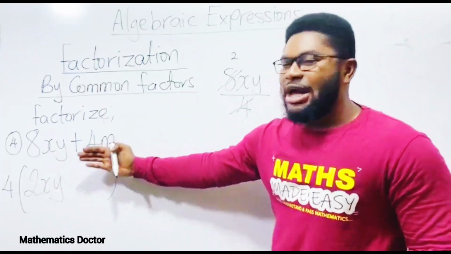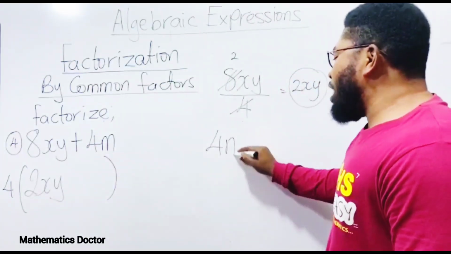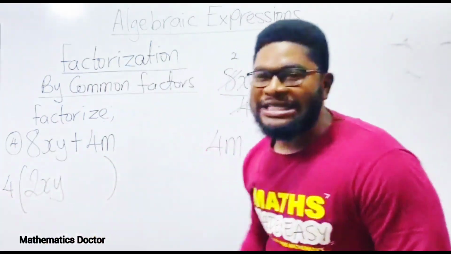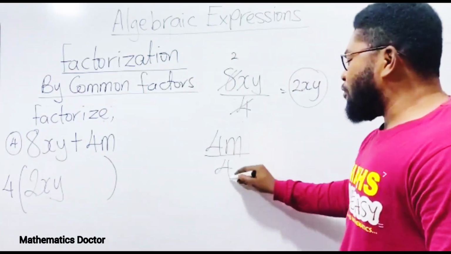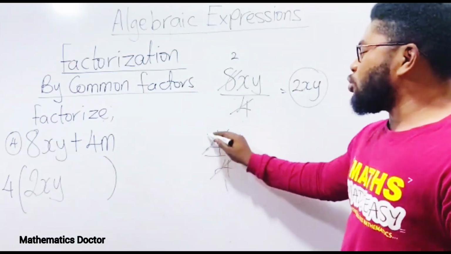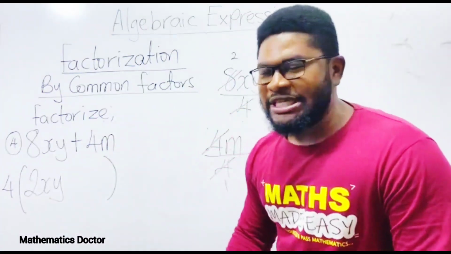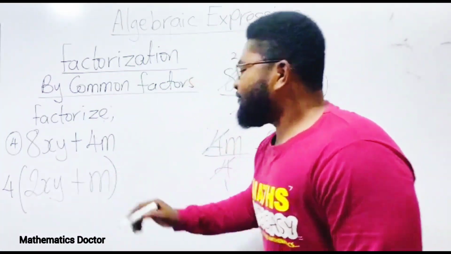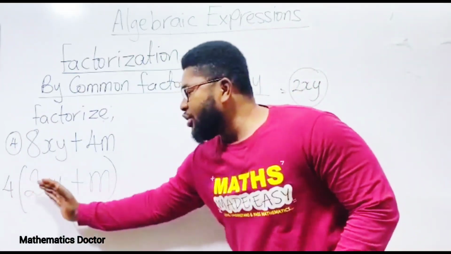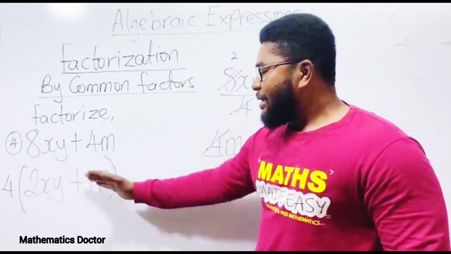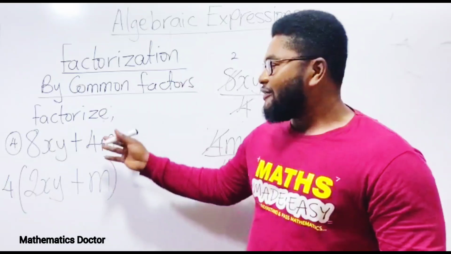Now let's go to the next term, which is 4m. So 4m will be divided by the common factor, which is 4. 4 goes here 1, 4 goes here 1, remaining with m. So we will put m back there, which is positive m. So plus m. Finally, you realize that 4 into bracket 2xy plus m becomes our answer for this question.